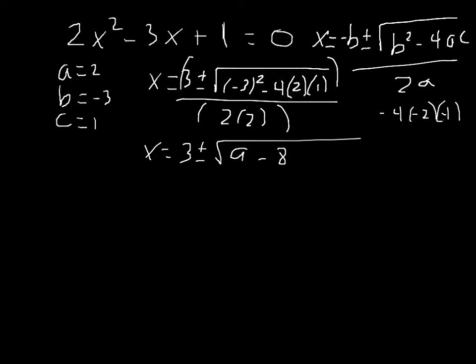So you need to keep in mind what those signs are, to know if it's going to be a minus or a plus underneath the radical. And so then 9 minus 8 underneath the radical would be positive 1. On the bottom you'd still just have 2 times 2, which is 4.